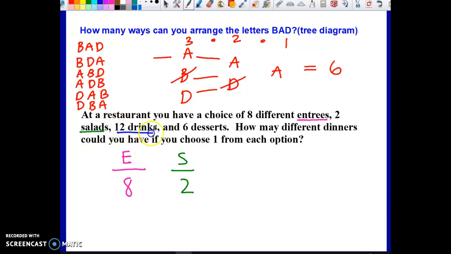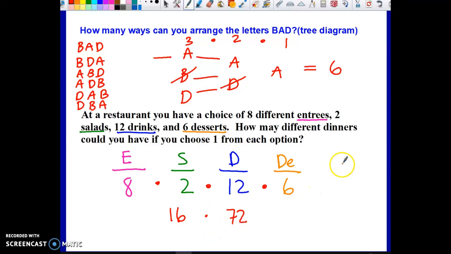Then I have to choose a drink, and there are 12 of those to choose from. Then I have to choose dessert, and there are 6 of those. Now, the fundamental counting principle states that to figure out how many different combinations I have, I multiply these numbers together. 8 times 2, that's 16. 12 times 6, that's 72. Now I have to multiply 16 times 72 together.